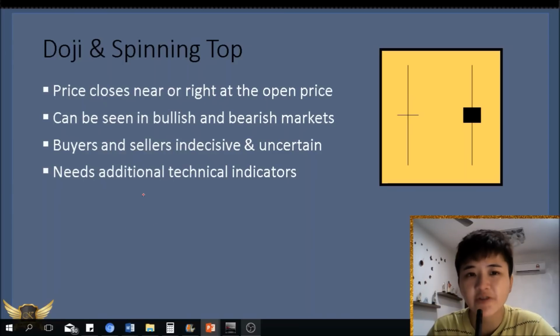Now here's the thing. Now if I'm to compare two dojis together, let me try to draw this nicely.